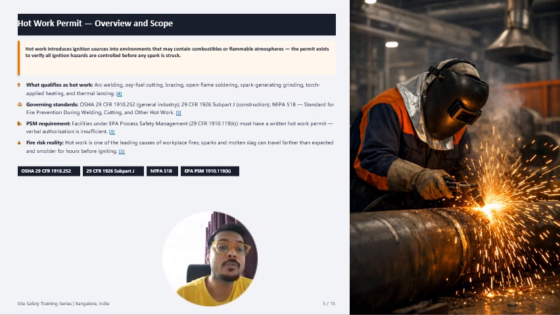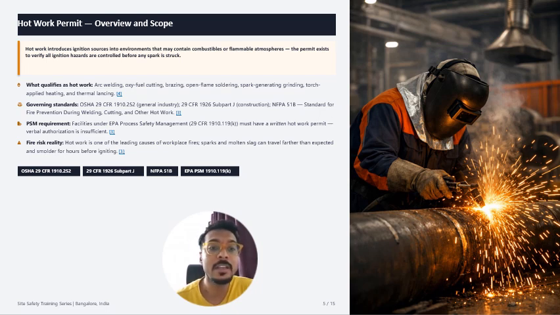Hot work includes any ignition source, as we all know, in an environment that may contain a combustible or flammable atmosphere. The permit exists to verify all ignition hazards are controlled before the spark starts. So what qualifies as hot work? Arc welding, oxyfuel cutting, brazing, open flame, soldering, spark generation, grinding, torch-applied heating. Each and every such work is permitted as hot work.